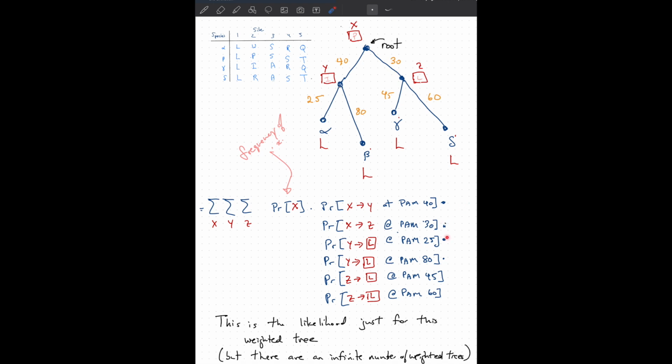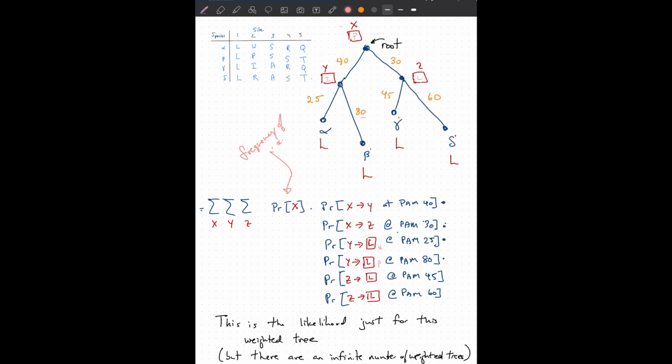That's this, times this event, Y to L. This is in alpha. I should have marked that probably. This is Y to L in alpha, but the 25 gives it away. And this is Y to L in beta, right? And that's 80 PAM units here, right?